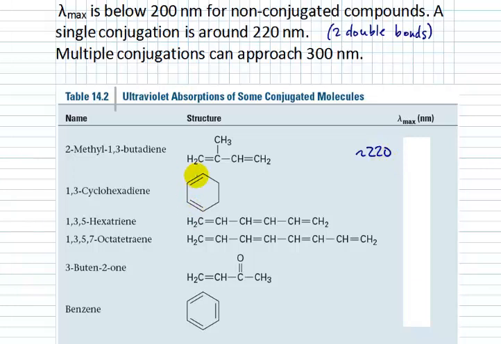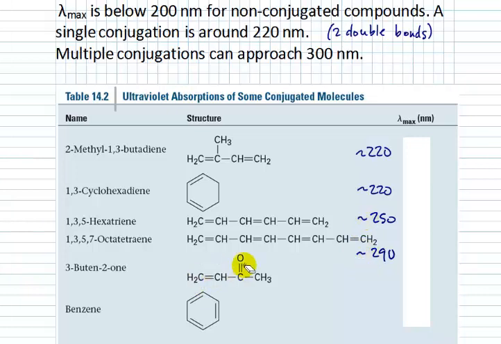Here's another one, just 2 double bonds conjugated, about 220. Here I've got 3 double bonds conjugated, and then I've got 4 double bonds conjugated. I said multiple can approach 300, so let's just guess. 250, let's say 290, approximately. Those are supposed to be squiggles.